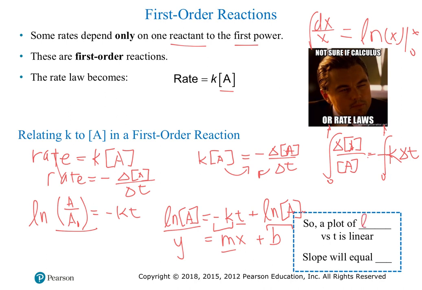So a plot of the natural log of the concentration of your reactant versus time is linear, and the slope will equal negative k. This can be really helpful because if you have just one plot and it becomes linear, then you know your reaction is first order, and you don't actually have to adjust for various concentrations. You could just do it at one concentration over a long period of time.